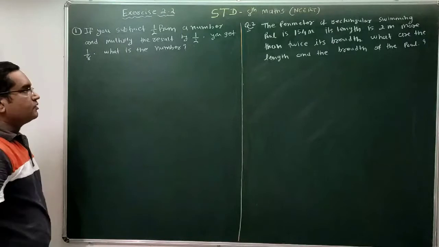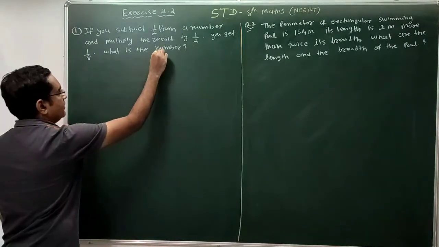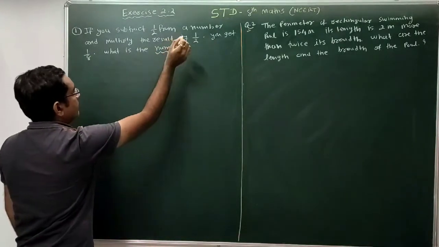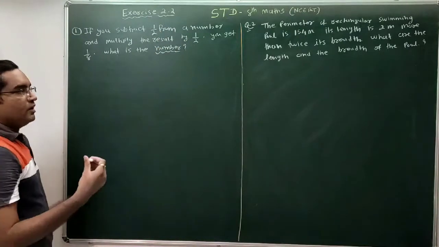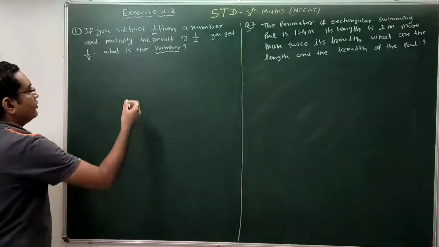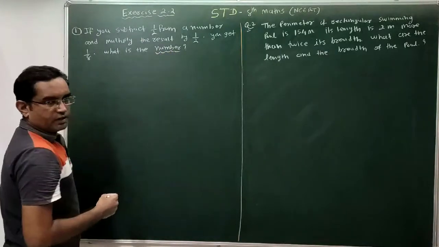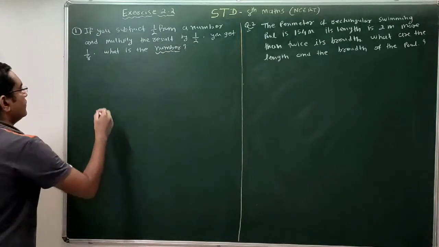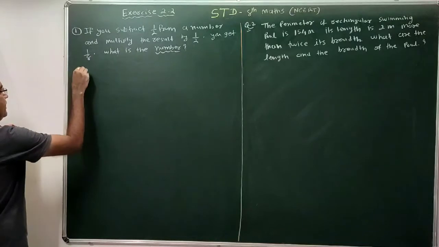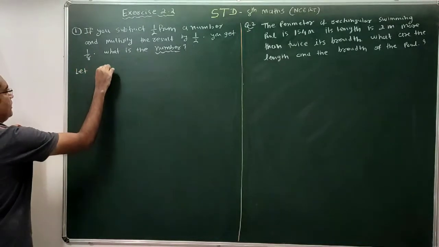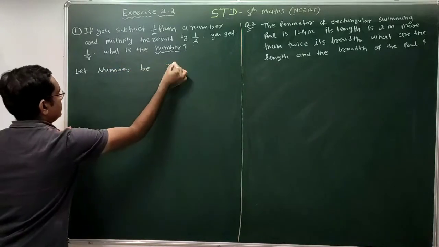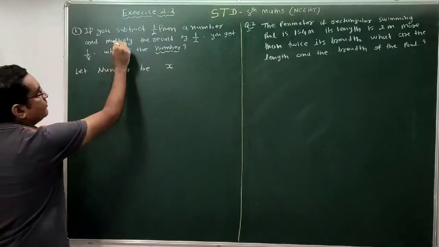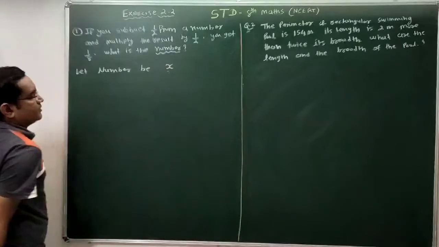What do you have to find? You have to find the number. So that number is the unknown quantity. Whichever the unknown quantity or whatever you have to find in the question, that you have to assume. So here, let the number be x. क्वेश्चन के अंदर जो नंबर की बात कर रहा है तो नंबर सपोज x है.